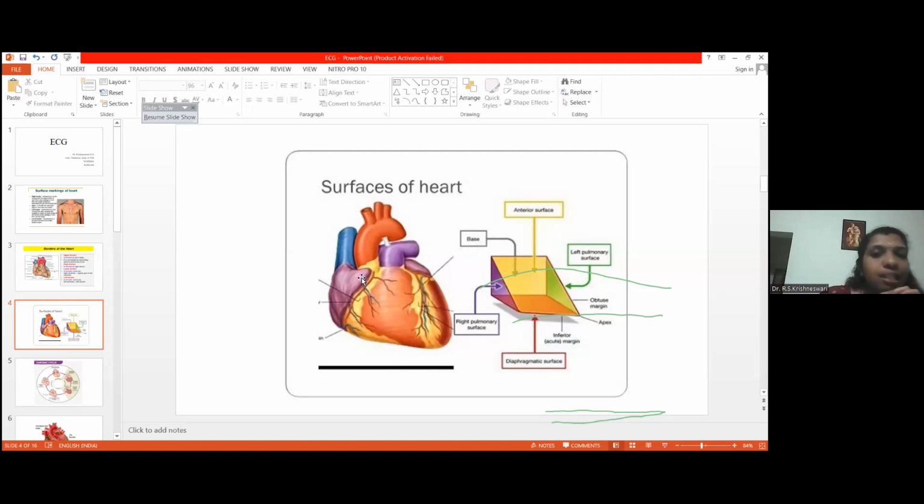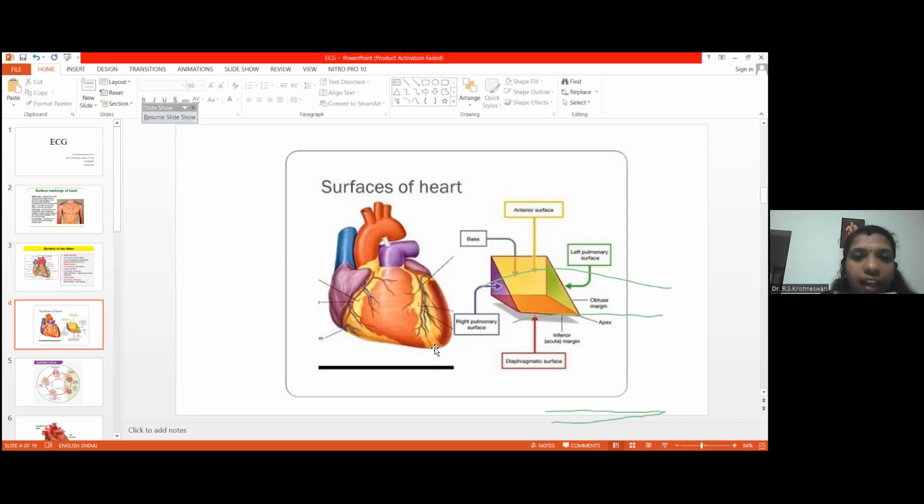It is formed by the left atrium, and there is something known as the diaphragmatic surface, that is near the inferior border of the heart. It is formed mostly by the left ventricle and also a small part of the right ventricle. And there is a right pulmonary surface and a left pulmonary surface. The right pulmonary surface is formed by the right atrium and the left pulmonary surface by the left ventricle. So these are the surfaces of the heart.